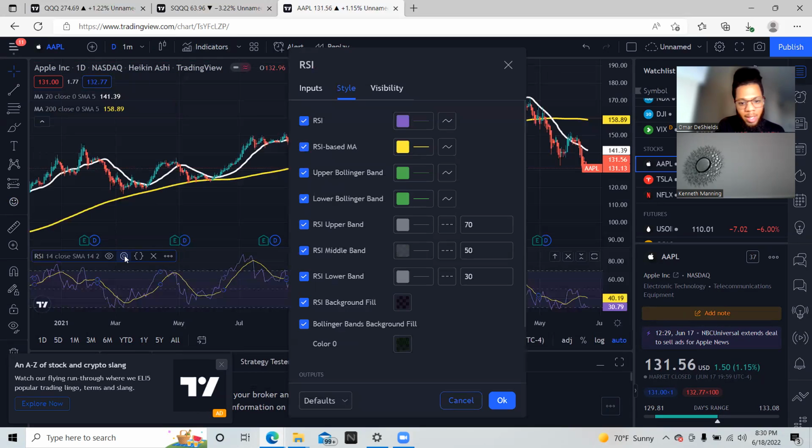And come down here to the settings. I like to take off the RSI base moving average. Kenny, is that a cool thing to do? Take off the RSI base moving average? Because that's what I do.